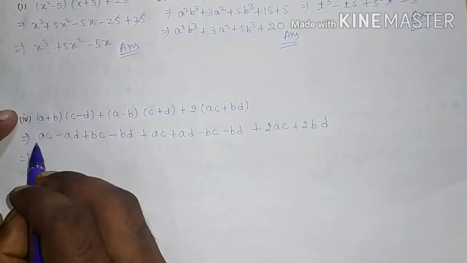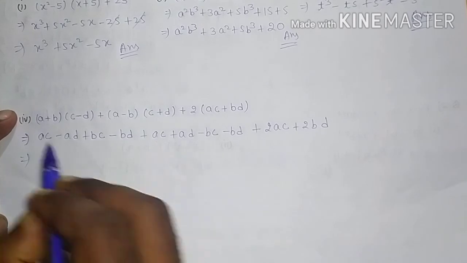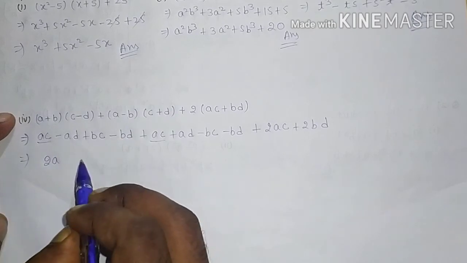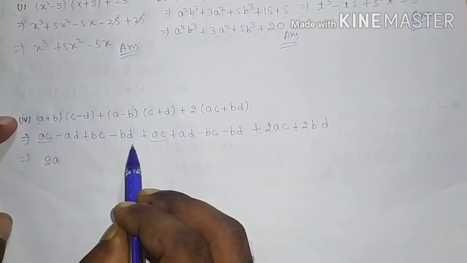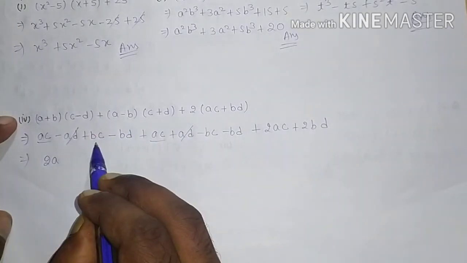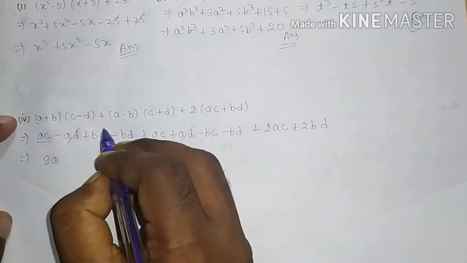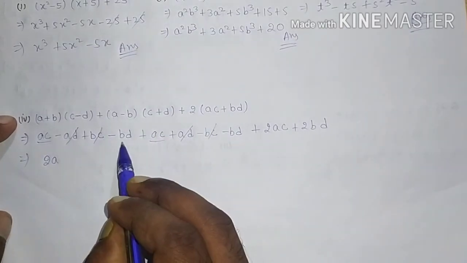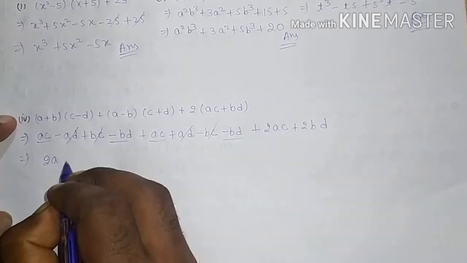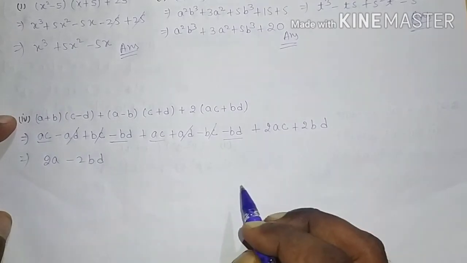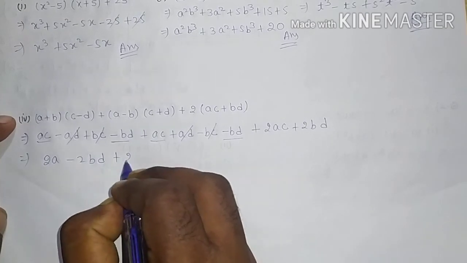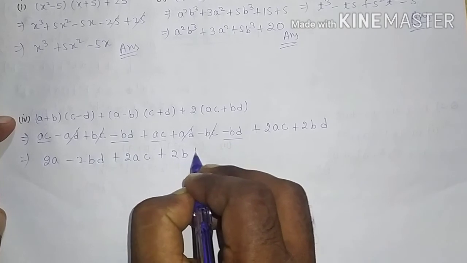Now ac and ac, it will be 2ac. Minus ad and plus ad, it will be cancelled out. Minus bc and plus bc, it will be cancelled out. Minus bd and minus bd will be added, so minus 2bd, and there are 2ac plus 2bd.